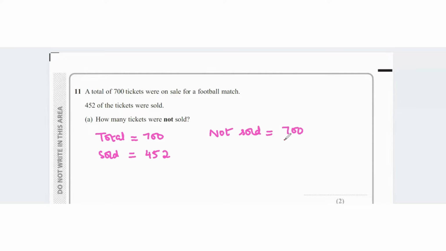So 700 minus 452. Since 0 is less than 2, we can't subtract them. So we carry a 1 from 7. 7 will become 6. 0 becomes a 10, and then we again carry 1. So this becomes a 10, and this will be a 9. 10 minus 2 is 8. 9 minus 5 is 4. And 6 minus 4 is 2. So we have 248 tickets which were not sold.